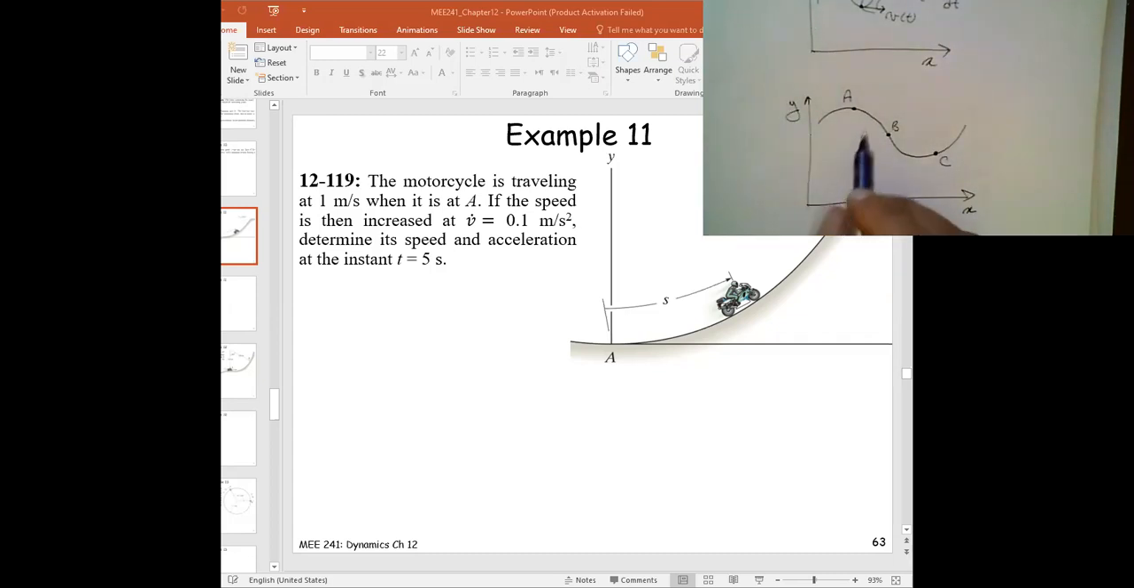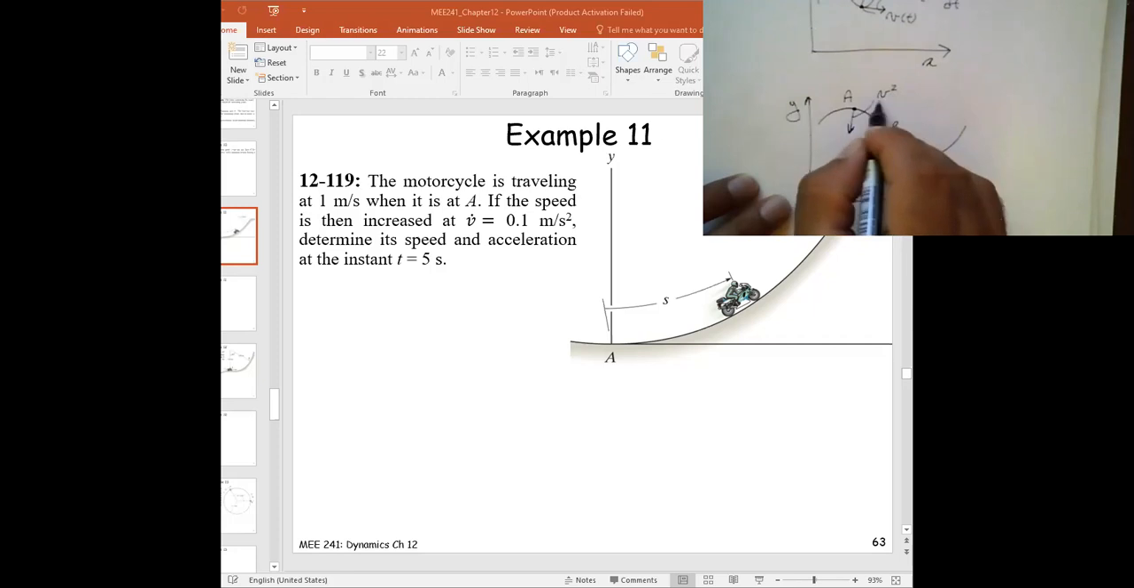Perpendicular to the velocity. If the velocity is constant, AT equals 0. Exactly, AT is going to be equal to 0. So this is going to be my AN, V squared over R. But what is the value for R here? What is R here? The radius of the circle at this point. Yes, it's the radius of curvature at this point.